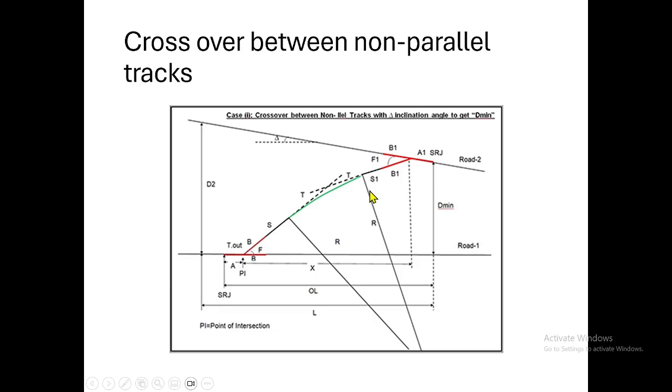Next is the crossover between non-parallel tracks. Suppose, okay, as I told, always it cannot be parallel, sometimes it may be non-parallel. In this case, how to proceed and how to get the required dimensions or parameters? Okay, let's see. So in this case, actually D minimum for getting this type of connections, and where you have to locate your SRJs.